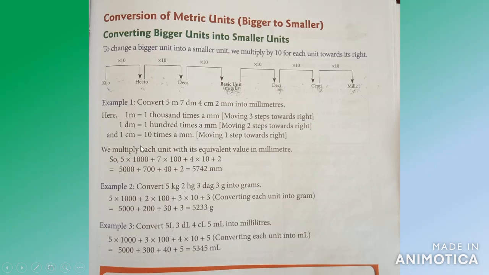And then 1 centimeter. 1 centimeter from here to millimeter. So 10 times, only 10 times a millimeter, moving 1 step towards the right. So we multiply each unit with its equivalent value in millimeter. So how much do we have here? 5 meter into 1000. 1, 2, 3. 3 times 10.